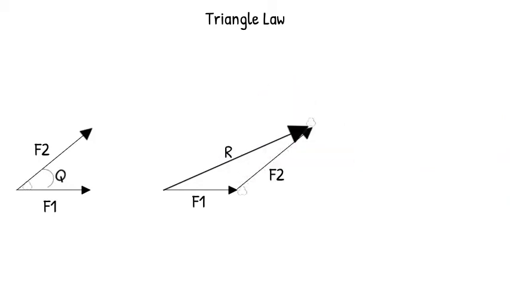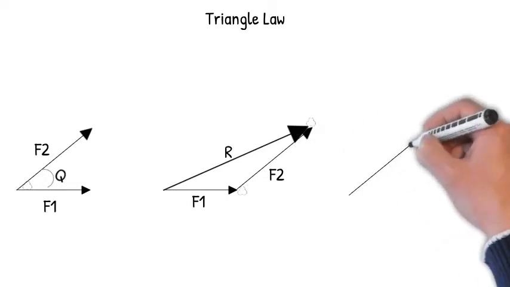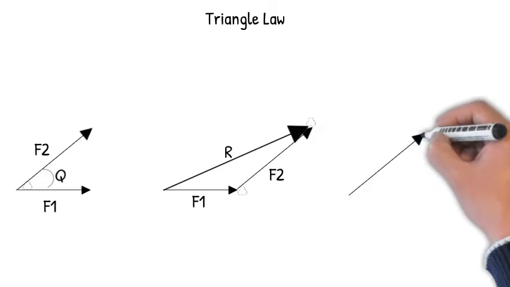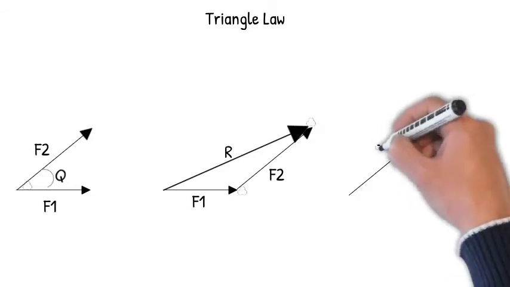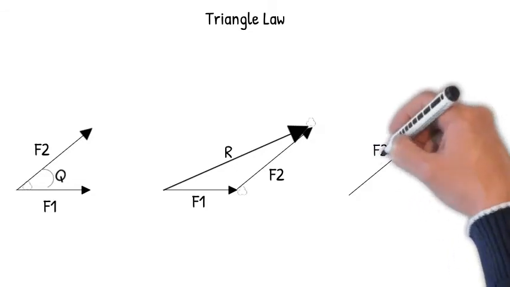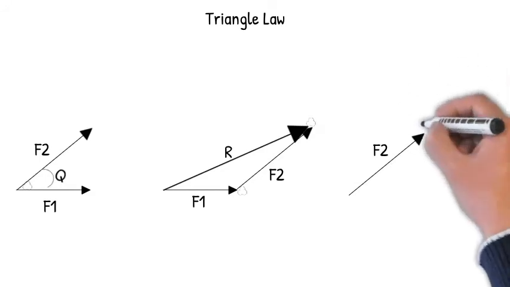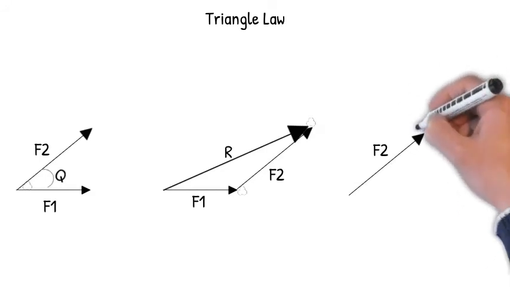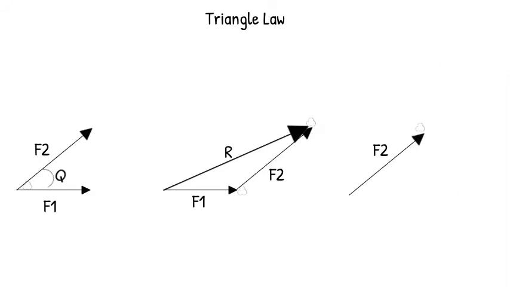Now one more thing you can find out, that we basically form a triangle. So that's why it is called the triangle law. Now here it is not necessary to start with F1 always. You can start with F2 also. So the object will move here after the application of the F2 force, and then finally the object will reach here after the application of the first force, F1.